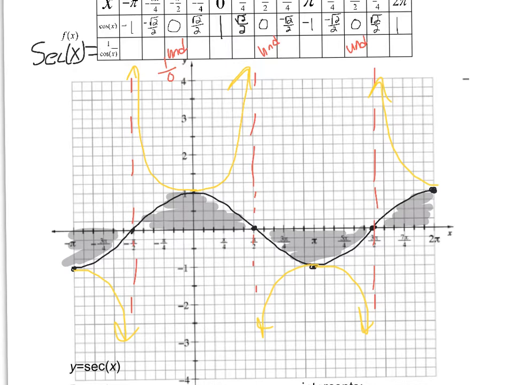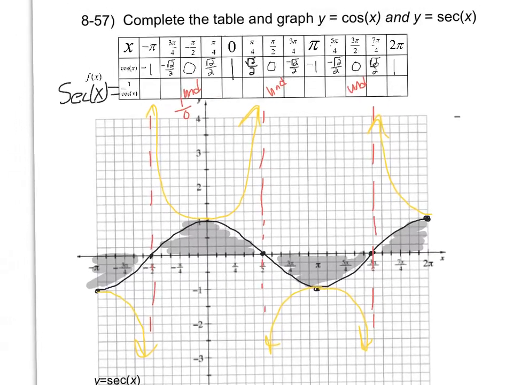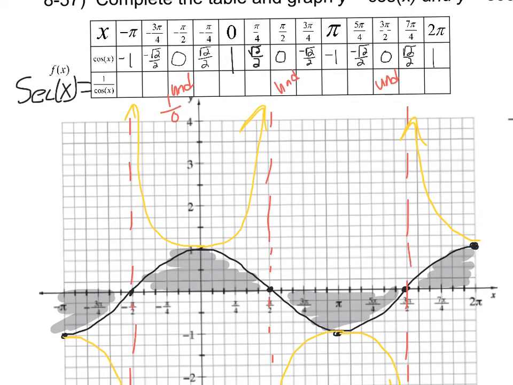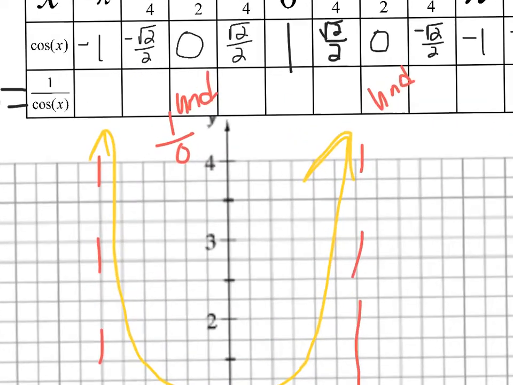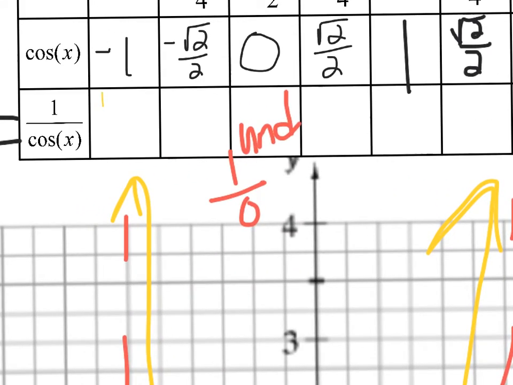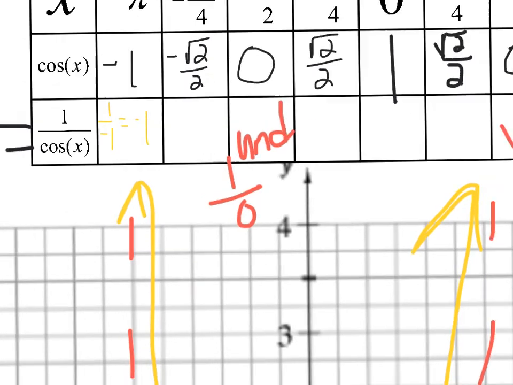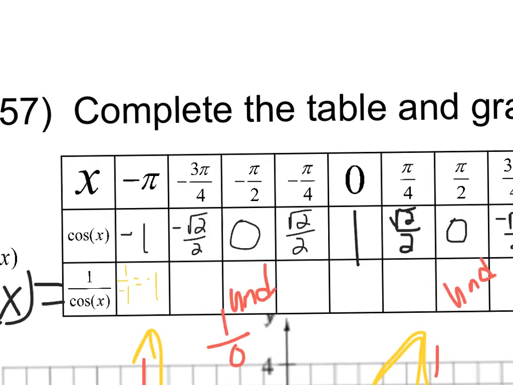Now that we've identified what the graph of the secant looks like, let's actually find the table. So these are always going to be 1 over whatever the cosine is. Let's write this out. 1 over a negative 1 is a negative 1. Here we are again, back with this idea of 1 over a negative square root 2 divided by 2. Well, we've already done that work. It comes out to be a negative square root 2. This is going to be a positive square root 2.